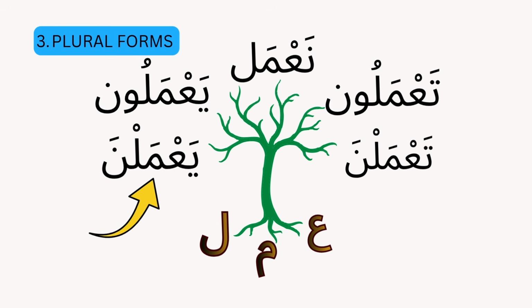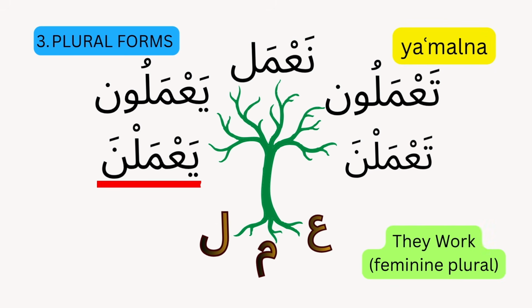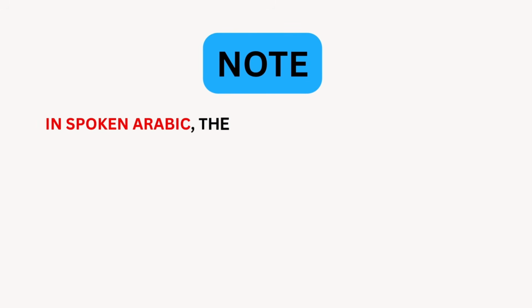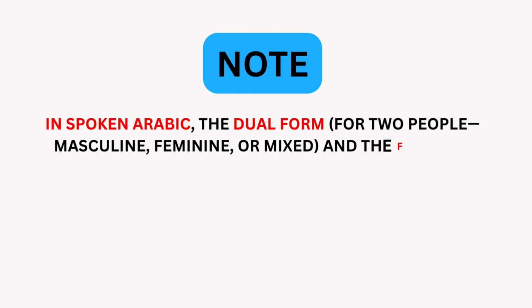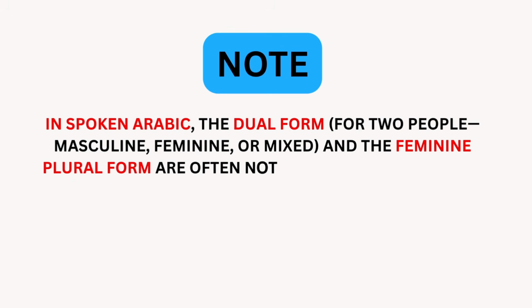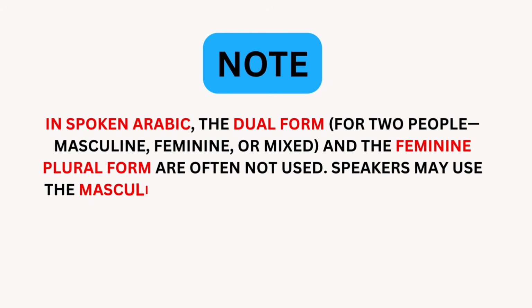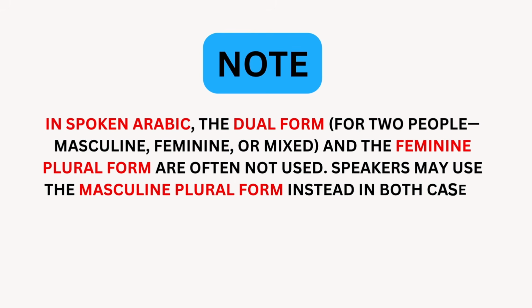Finally, let's look at the last word in this plural present tense group. يعملن. We add ya at the beginning to show that they are the ones doing the action and noon at the end to show that it is a feminine plural. They work. Note, in spoken Arabic, the dual form for two people, masculine, feminine, or mixed, and the feminine plural form are often not used. Speakers may use the masculine plural form instead in both cases.